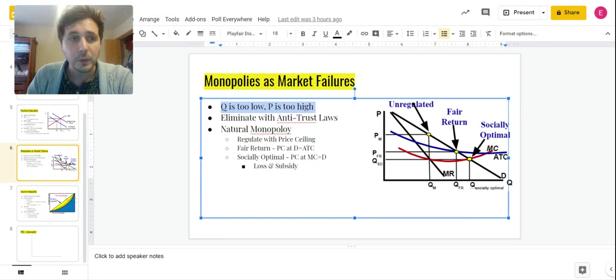And we know that the price is too high because they're not going to charge the low price where MR equals MC. They're going to charge all the way up where demand is because they can. People are willing to pay that higher price at that quantity. So the price is too high.